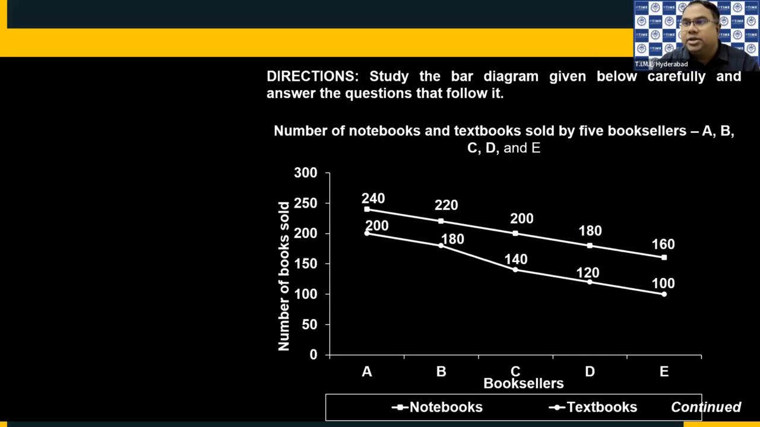The first set. Study the bar graph given below carefully and answer the questions that follow. Number of notebooks and textbooks sold by 5 booksellers A, B, C, D, E. Notebooks is the square box, the circle represents textbooks. Values are already given; where values are not given, we have to take them approximately from the graph. A scale of 50 is given here, and the second line represents textbooks. These are the values. So let us start solving these questions.